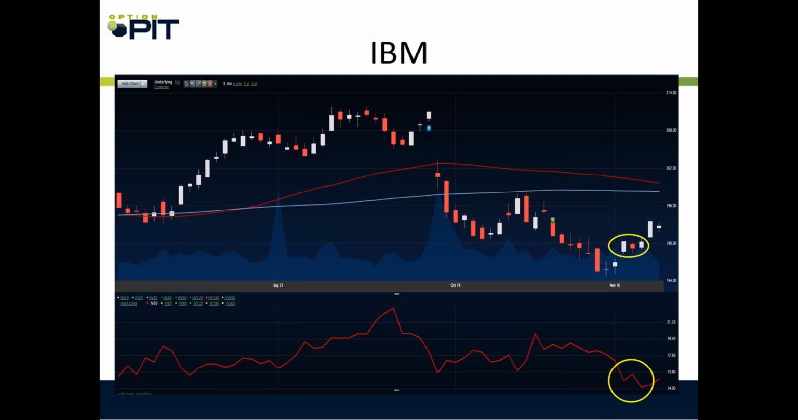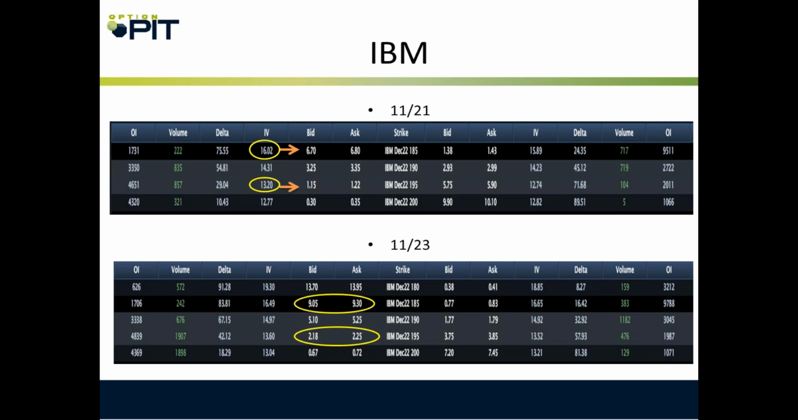So let's take a look here. Here's IBM. And I want to point out, look at how low that implied volatility is. I buy options and it goes up. Well, let's take a look. I could have bought on the 21st a 185 call for $6.80, or I buy 5 of the 195 calls for $1.22. Look at those implied vols, 16 and 13.20. Well, 2 days later, I was right.